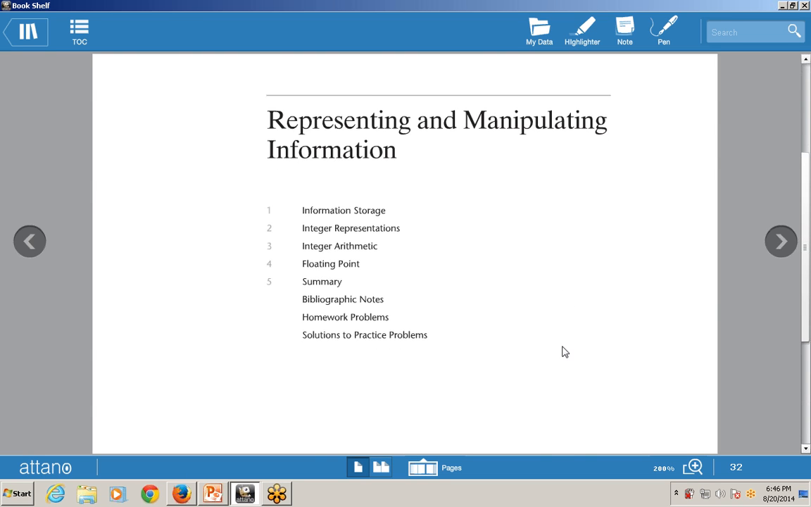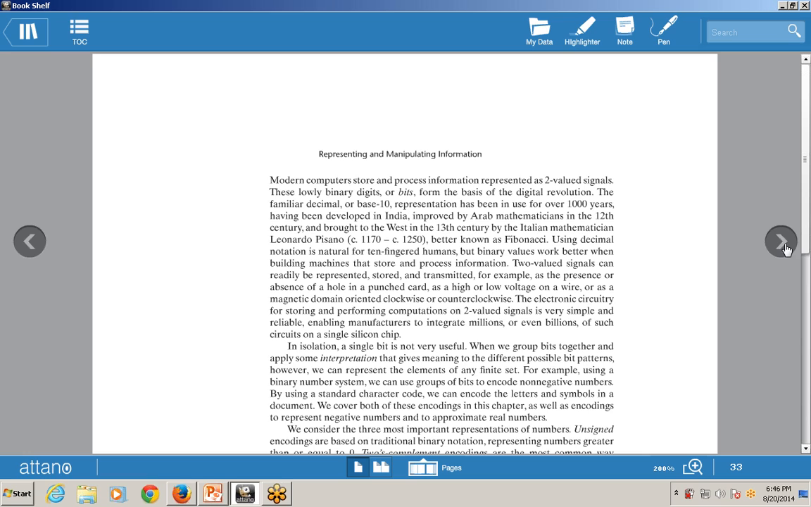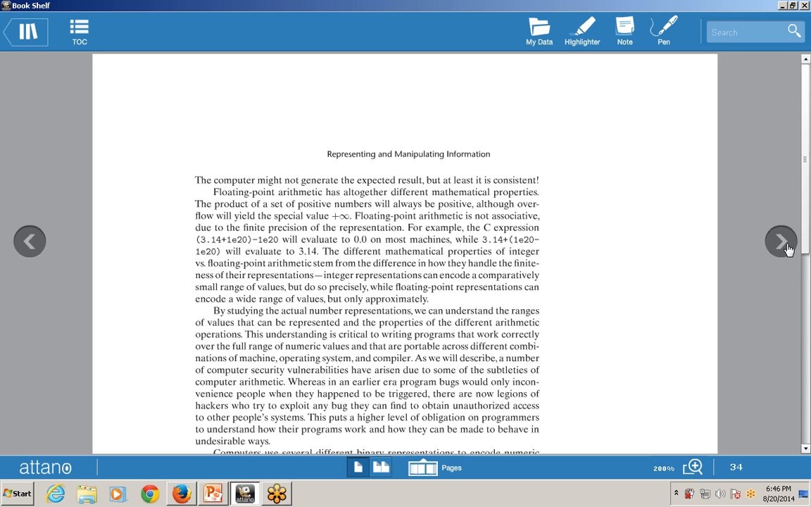So I started with information storage. What is information storage? Whenever we store data, that is known as information storage, that is stored in storage devices, that is CDs, DVDs, floppy disks, and so on.